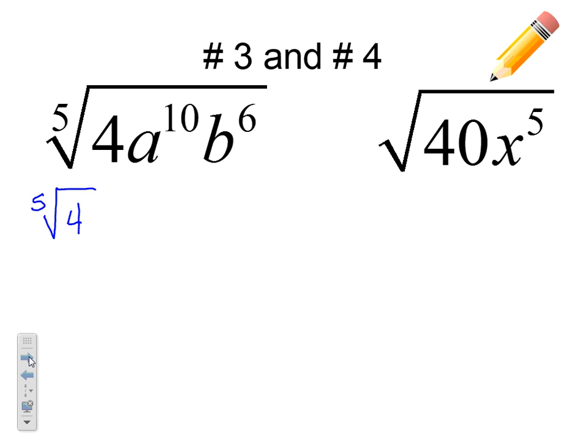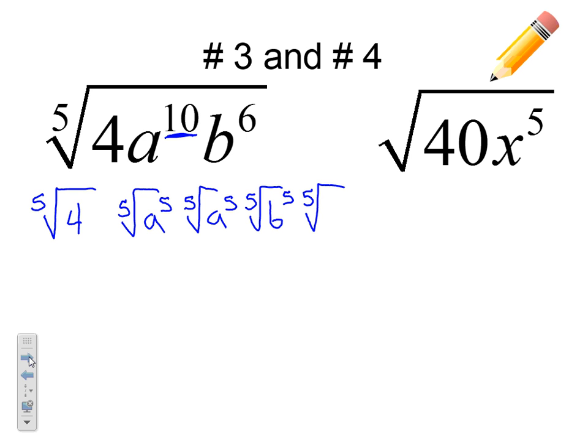Now I need to break down a. If I break down a, well, 10 can be broken into 5 twice. So I'm going to have the 5th power of a to the 5th and the 5th power of a to the 5th. Now I have to do the same thing for b. b is the 6th power. Well, I can get a 5 out of that. So I can say the 5th power b to the 5. But if I take 5 out of there, I still have 1 left. So then I have to take the 5th power of b to the 1st.